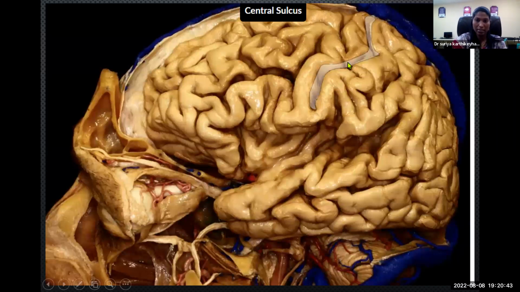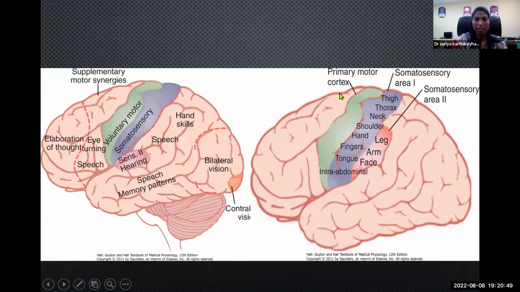This is again the central sulcus. In front, we have the motor area, and at the back, we have the somatosensory area, areas 3, 1, 2. This is for voluntary motor control. Area number 4, somatosensory 3, 1, 2.